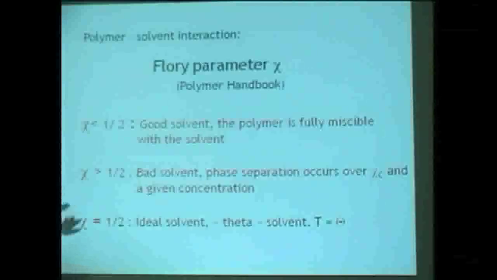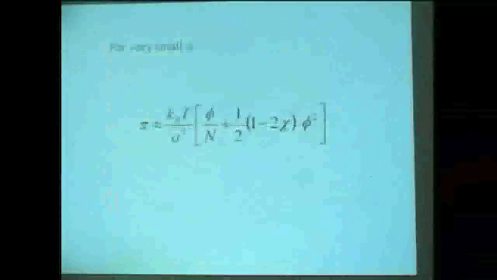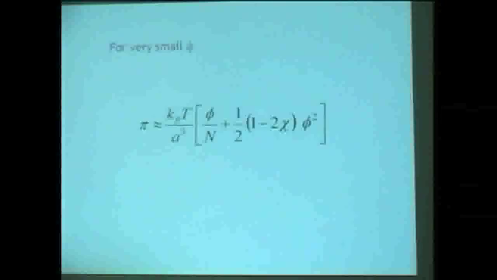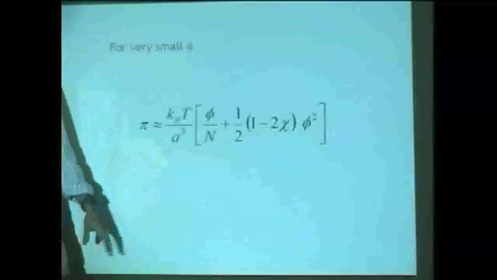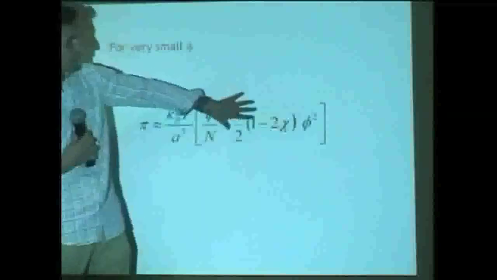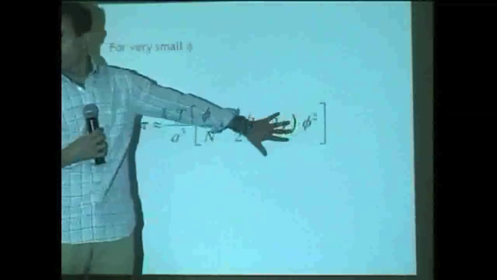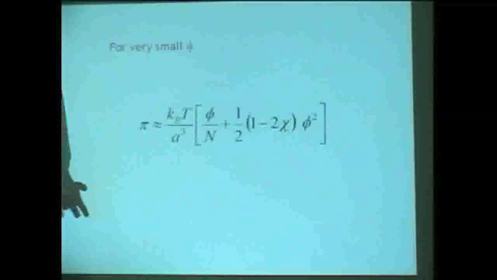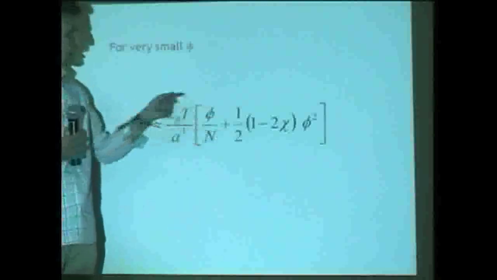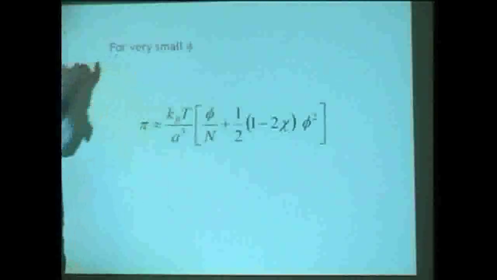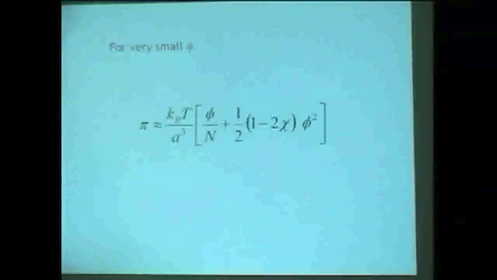Now, there is a very specific situation: when I have this term, chi, equal to 1/2. Chi equal to 1/2 is a situation where this term is equal to 0. Okay? So it means that whatever the concentration of polymer chains that I put inside the recipient, I always remain within the ideal gas approximation.